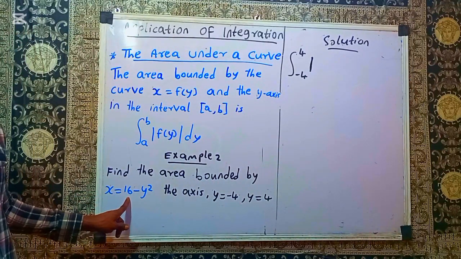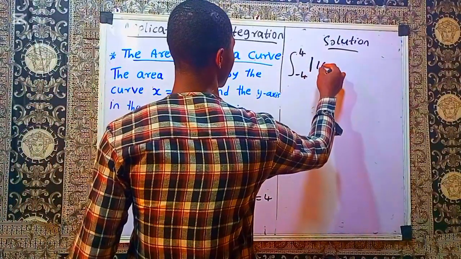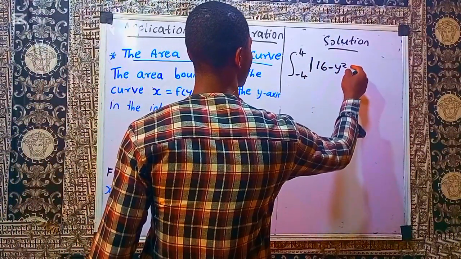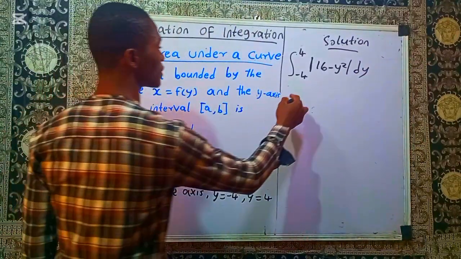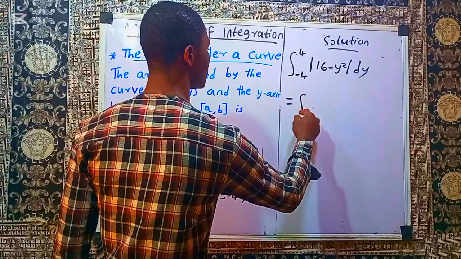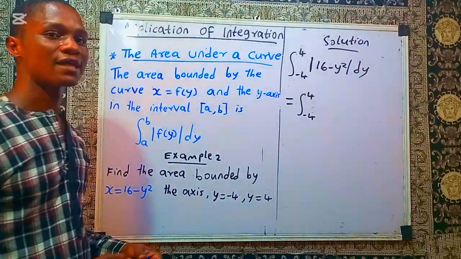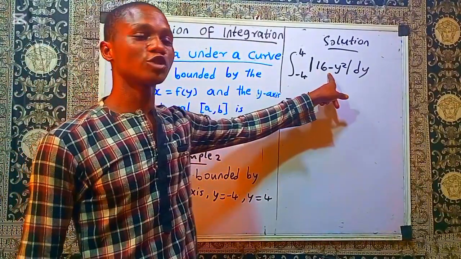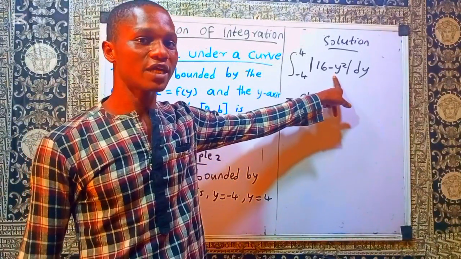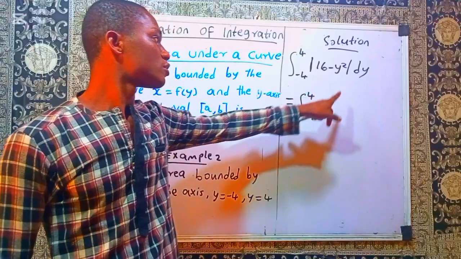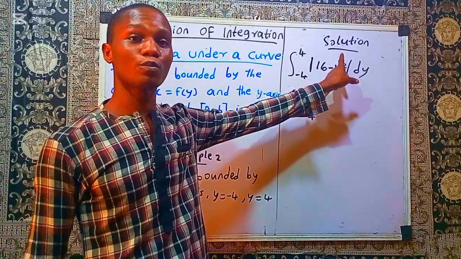is what? See the function of y here, 16 minus y raised to power 2. So we have 16 minus y raised to power 2. We are integrating with respect to y. So this will be integral from minus 4 to 4. So let's analyze the function we have inside here so that we know whether we are to remove the absolute value or not. So what we have inside the absolute value is 16 minus y raised to power 2.